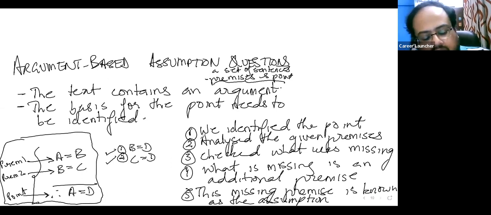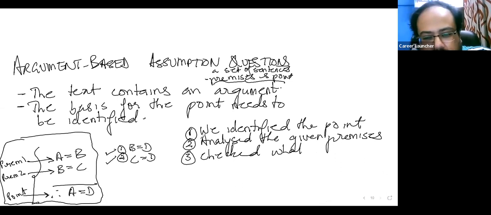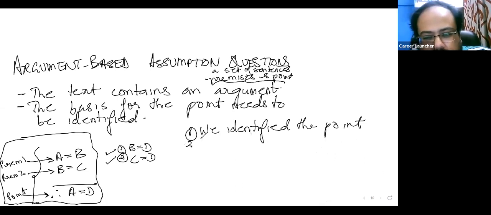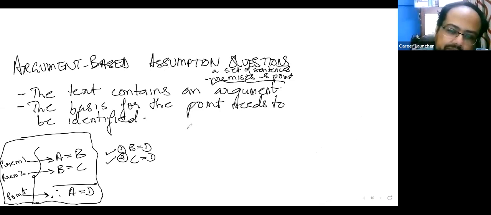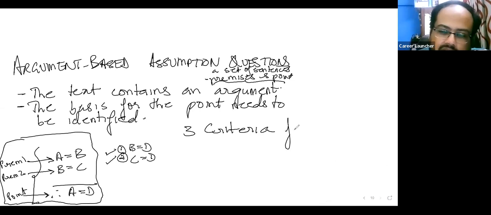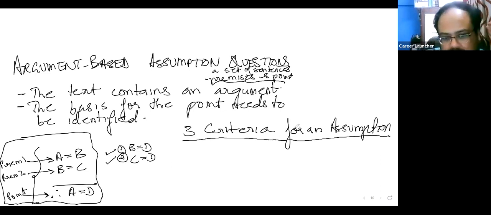Now, let me just remove this, and let me talk about the 3 criteria for an assumption. Please understand each one of these. I'll explain each one of these with reference to the same example.